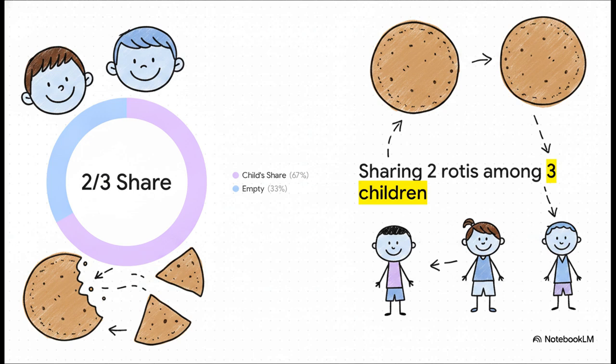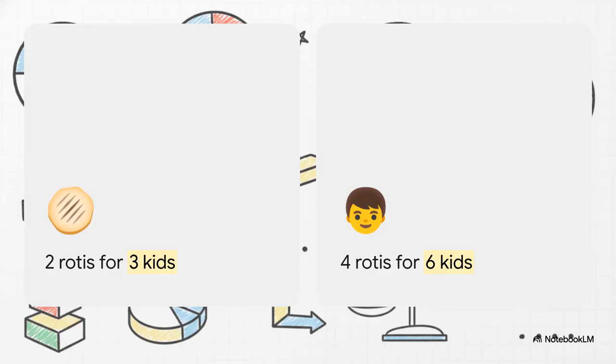If you visualize the shared pieces, each child gets exactly 2/3 of a roti. That's 2 whole items divided by 3 people, which equals the fraction 2/3. Simple enough, right? And this brilliantly illustrates our next leap in logic. What happens if another group of friends shows up?